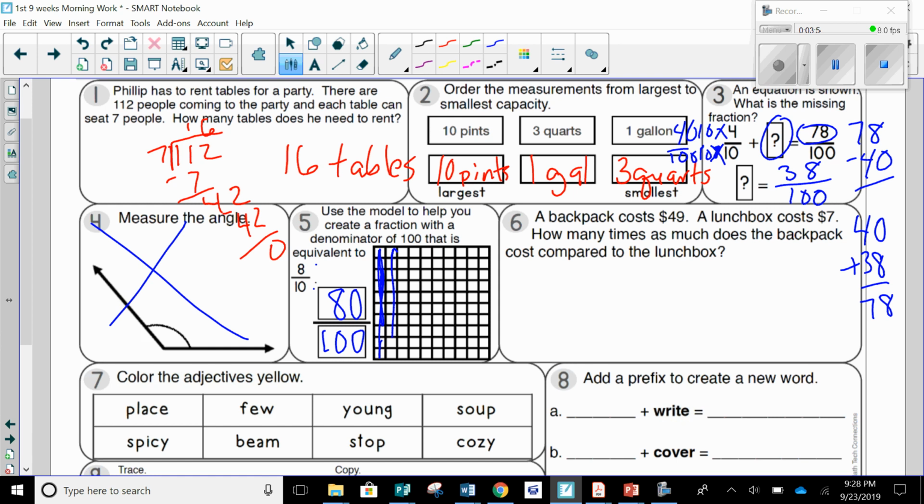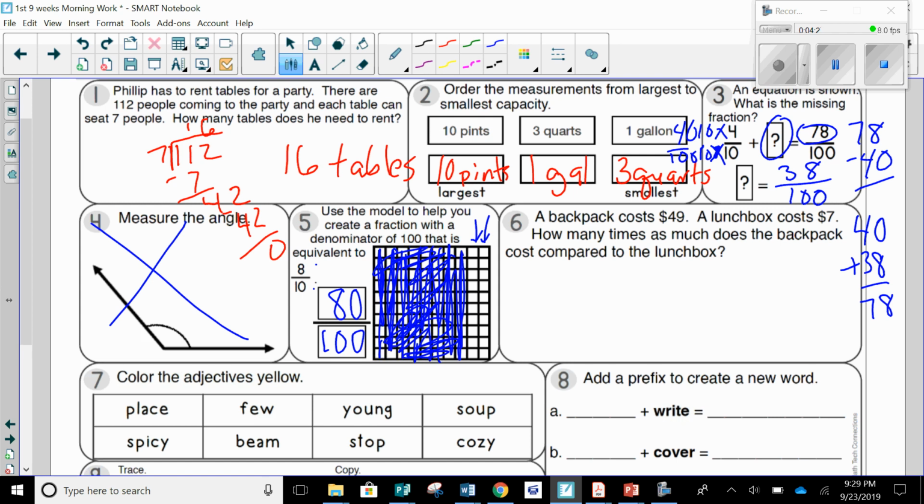So I have 1, 2, 3, 4, 5, 6, 7, 8. If I shade all of that in, that is going to represent 80 over 100. I can also look at that: I have 10 in this column and 10 in this column. That leaves me with 20. 20 more would make that 80 and even 100.